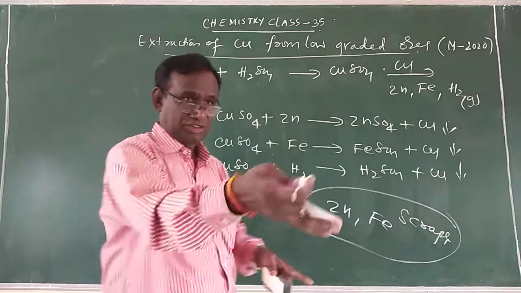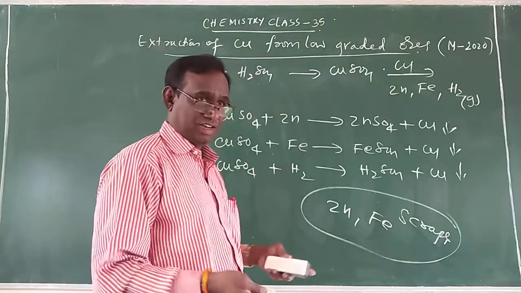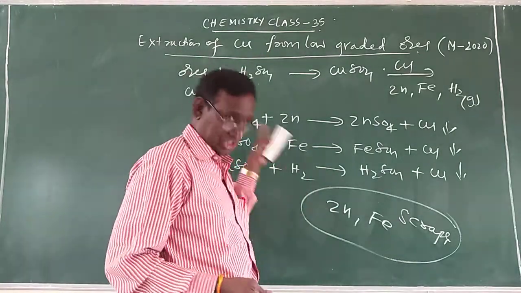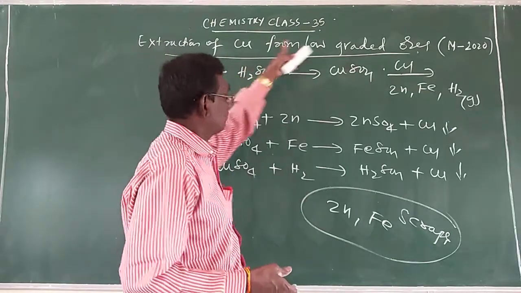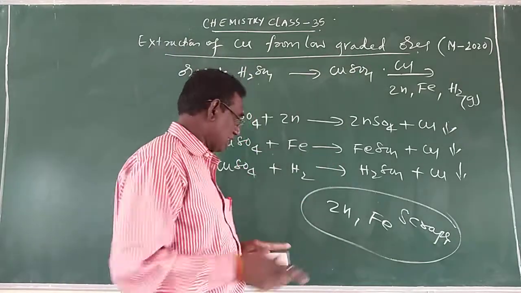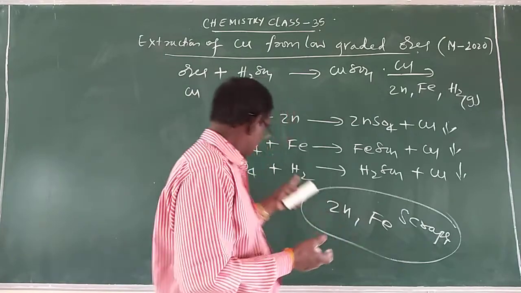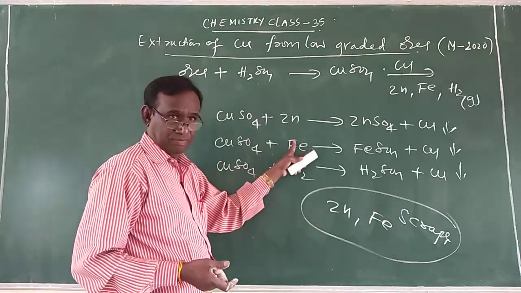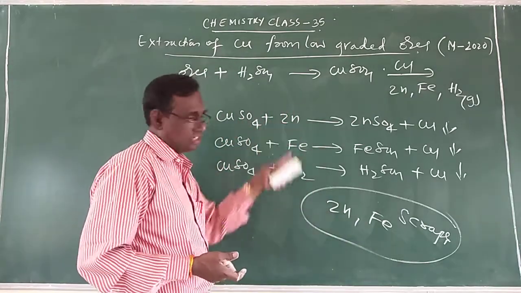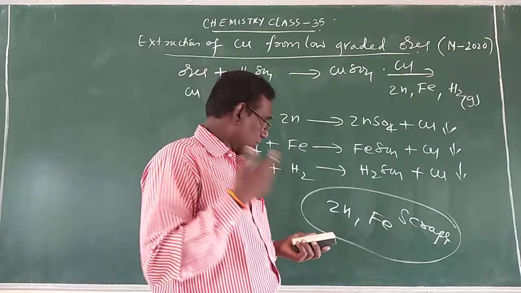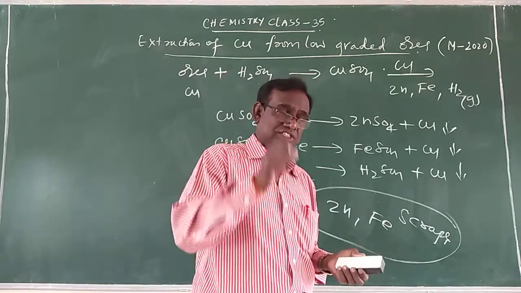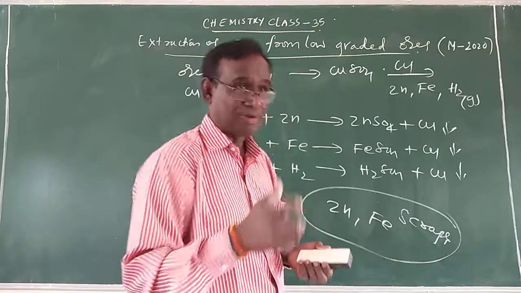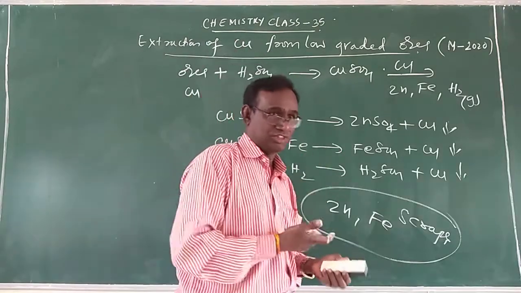the question from 2020 is like this. For the extraction of copper from low graded ores, you can use zinc as well as iron. Both iron and zinc are used, but which one is advantageous and advisable? That is the question. That is a commercial question.